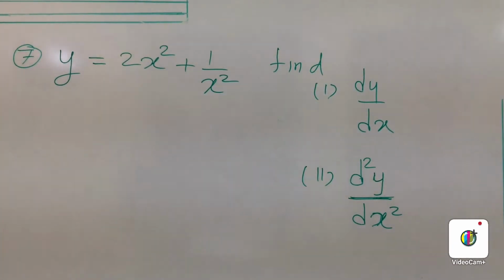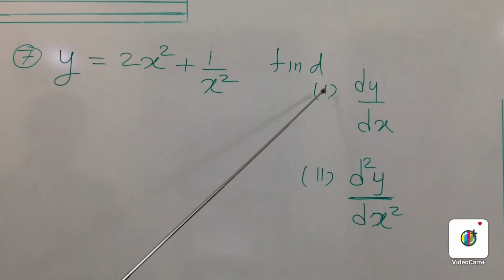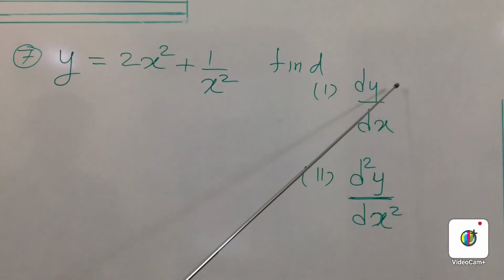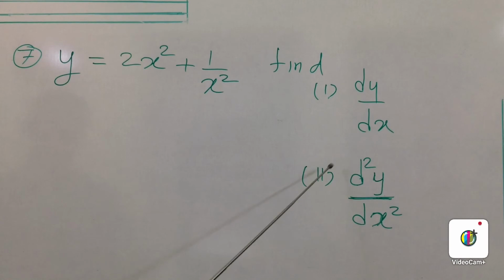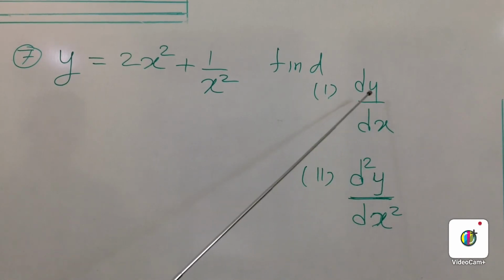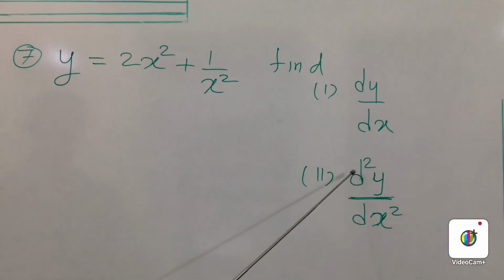We'll see this question, question number 7, y equals 2x squared plus 1 over x squared. Here they ask first dy over dx, the first derivative. Second they ask d squared y over dx squared. This is the second derivative. First you should find the first derivative. After that you should differentiate again. You can find d squared y over dx squared.